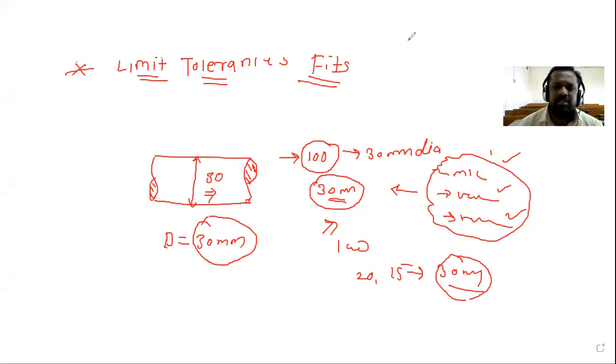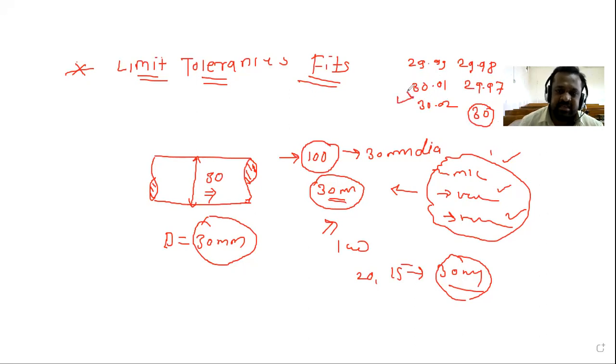So how much can your shaft be? Suppose it will be 29.999. Sometimes it will be 30.01, again 30.02. Sometimes it will come 29.98, sometimes 29.97. Sometimes it will become exact 30. Like this, we can produce the shaft.